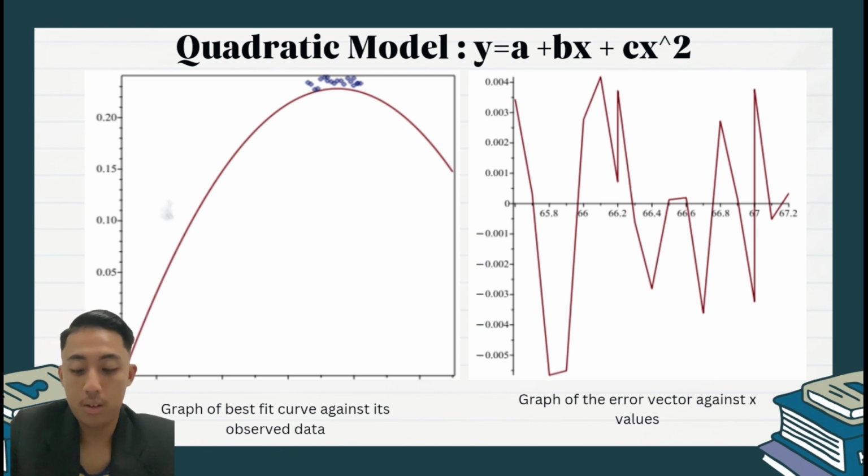The last part of this presentation of the quadratic model is the quadratic model graph. The left graph represents the graph of the best fit curve against its observed data. The right graph represents the graph of the error vector against value x. So, as you can see, both are the graphs that we made earlier. So that's all from me. We continue on to the next model.